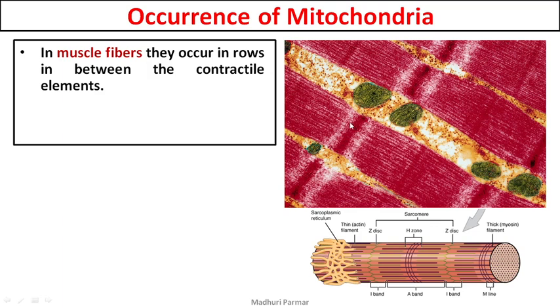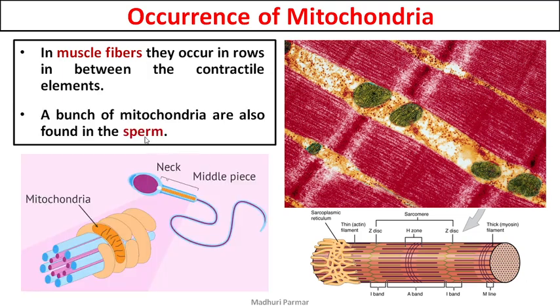So in a striated muscle, striated literally means striped because you can see stripes, right? So in striated muscles, you find a lot of mitochondria present between such filaments. A bunch of mitochondria are also found in sperm, especially in the sperm midpiece.